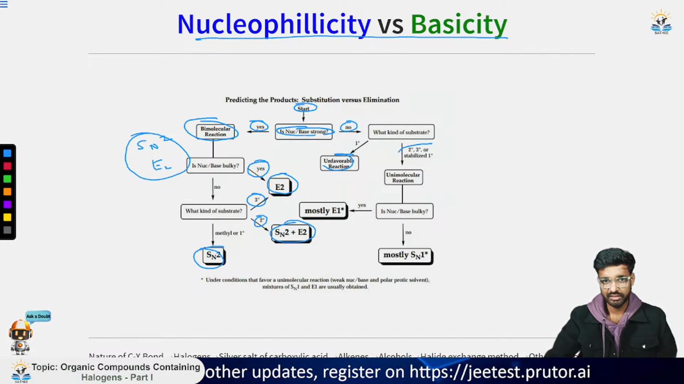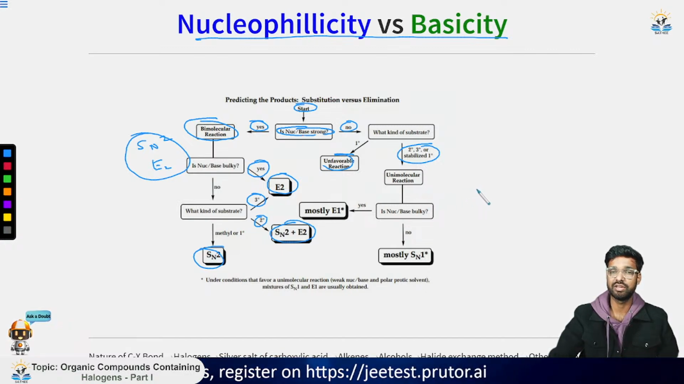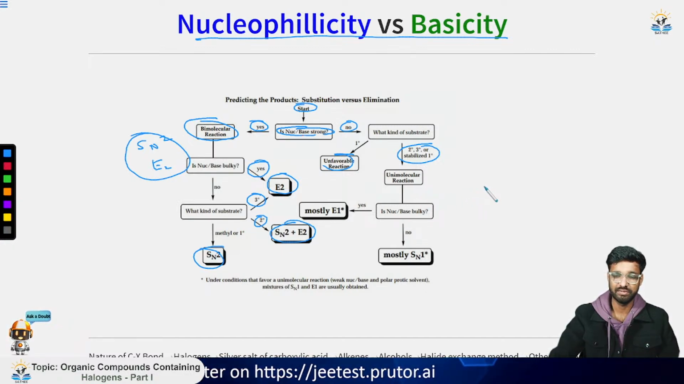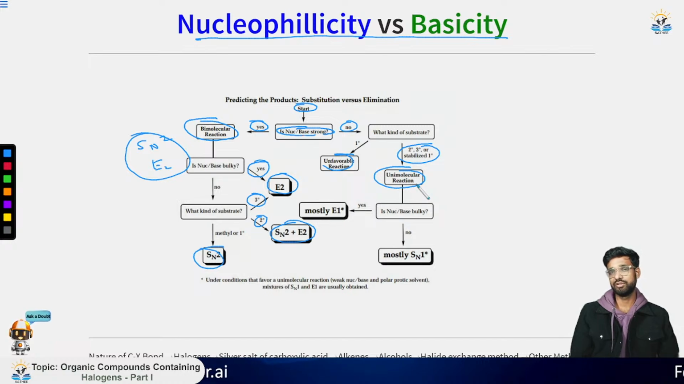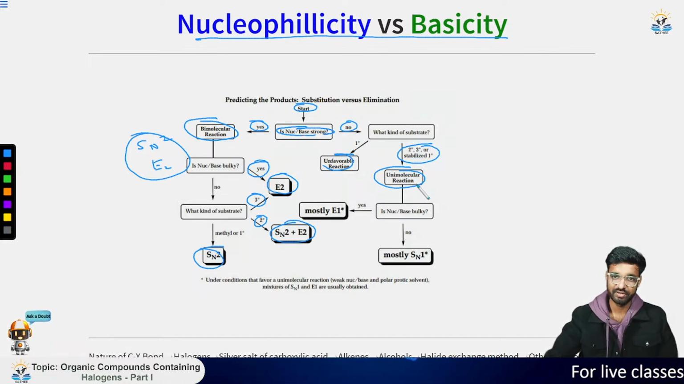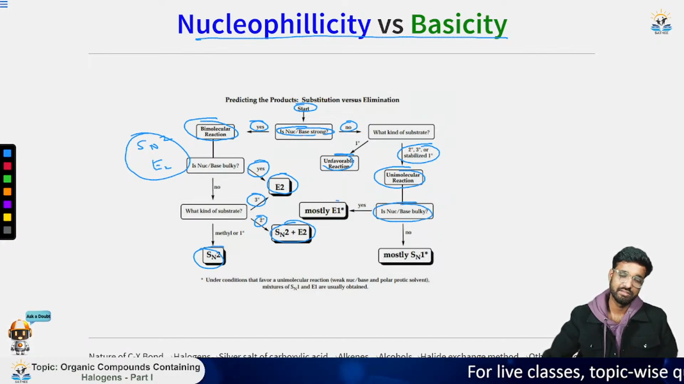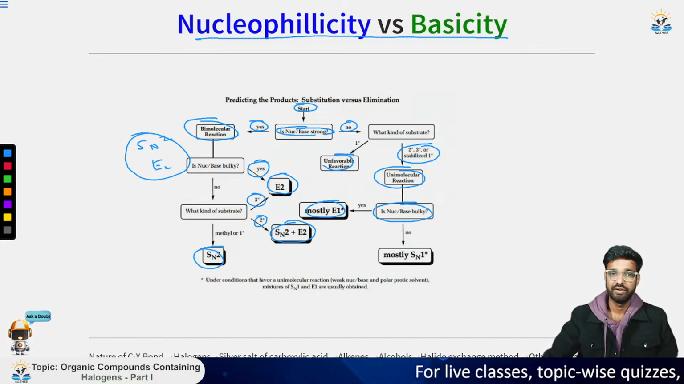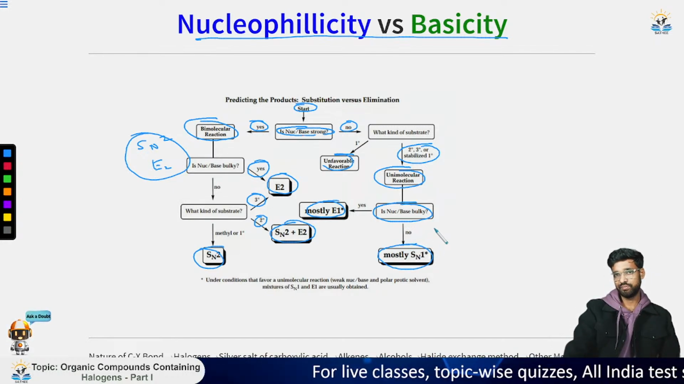And if it is 2 degree, 3 degree, or stabilized 1 degree, say it is resonance stabilized or hyperconjugation stabilized, so basically if it is stabilized, then in that case it will follow the unimolecular reaction. Now it will depend upon the bulkiness of the nucleophile or base. If it is bulky, then we will get E1 mostly, and if it is not bulky, we will get SN1 only.